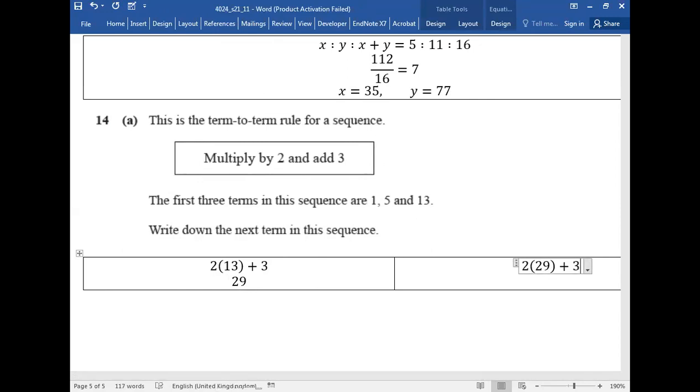Write it down. If you do not write it down, you'll not be able to understand the entire concept. This is called a term-to-term rule. You perform certain operations on a particular term to get your next term. Is that clear? So what is the answer for this one?